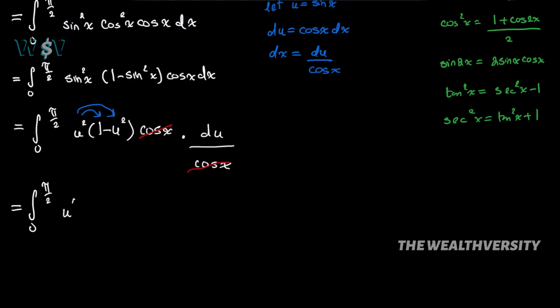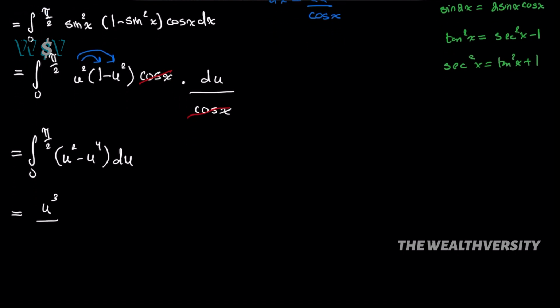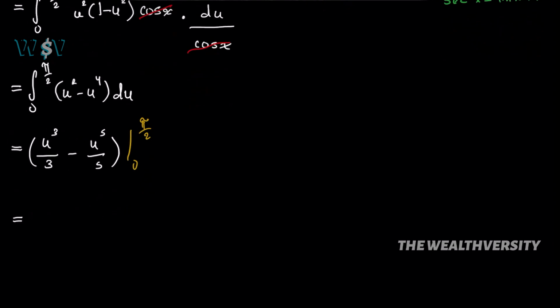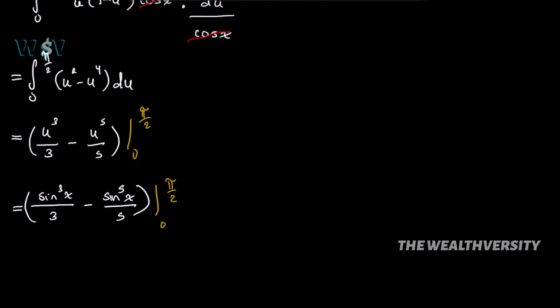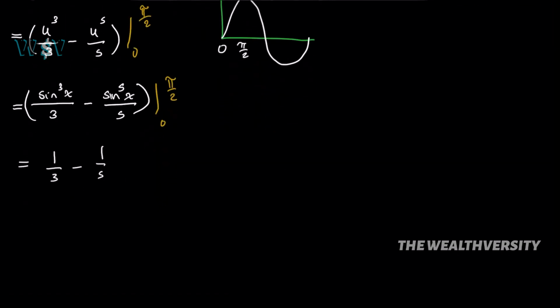Then you will get u squared minus u to the power of 4, meaning the integral will be u cubed over 3 minus u to the power of 5 over 5. Now sub sine x back for u, and you will get sine x cubed over 3 minus sine x to the power of 5 over 5. The last step is evaluating the integral, so we sub in pi over 2 and 0 into the antiderivative and subtract them to get 2 over 15 as the final answer.